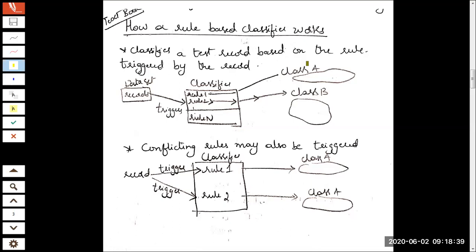So the problem here is building a classifier model. We have many solutions for this problem. The first solution was a decision tree. The second solution was a rule-based classifier. We were focusing on the second solution starting from the previous session. So we understood what is a rule-based classifier. Okay, so the objective is the same. We are building a classifier model.